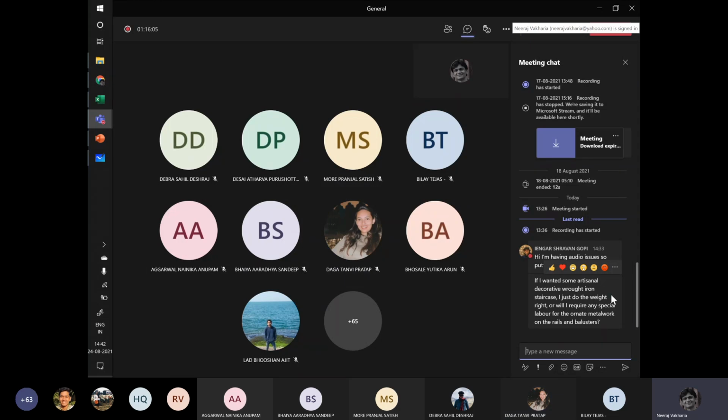If I wanted some artisanal decorative wrought iron staircase, do I just do the weight, or will I require any specific labor for ornamental work? Yeah, the whole item of staircase would be different for you, Shravan. If it is too much customized or ornamental work, then we consider it as a separate job, because that's something you are highlighting in your structure. You have to mention it separately, with this wrought iron specification, and also attach drawings, since it is not a generic work that the artisan would be able to do quickly. If it's customized, then you have to write it separately.